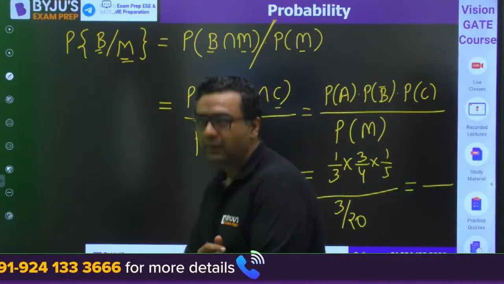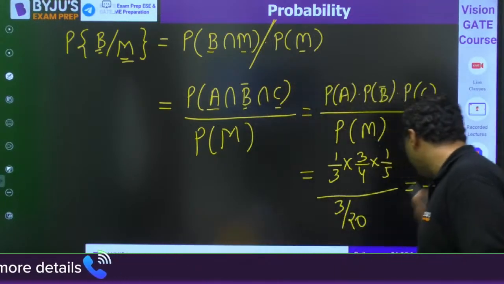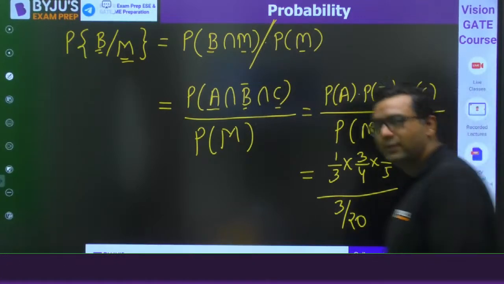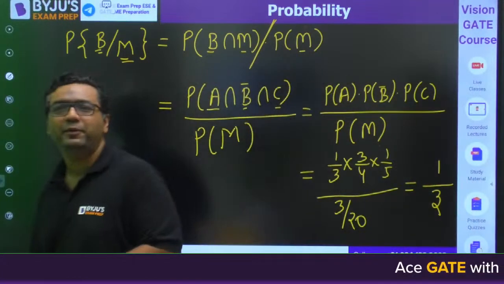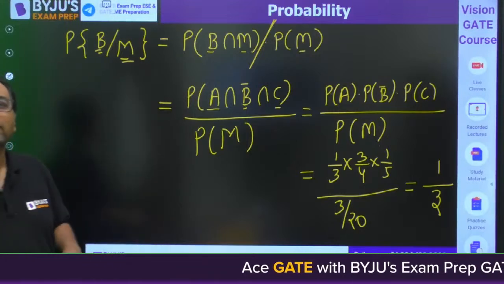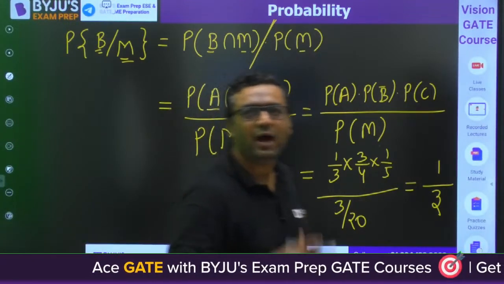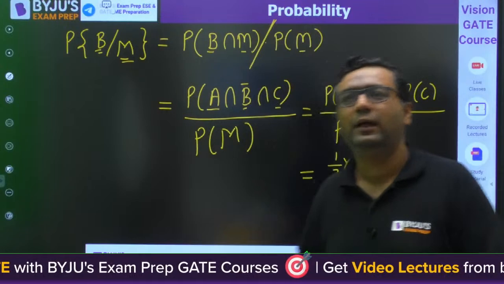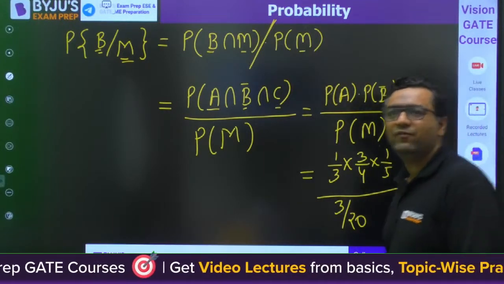Anybody? You guys have already said 1 by 3 is correct. It is coming, yaar. Who was saying probability is difficult? Who was saying probability is difficult? You people only were saying that, no? Is it clear for everyone?